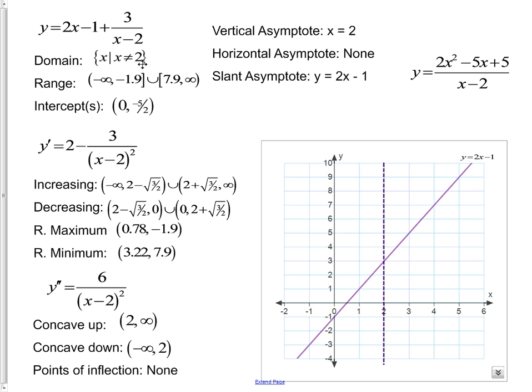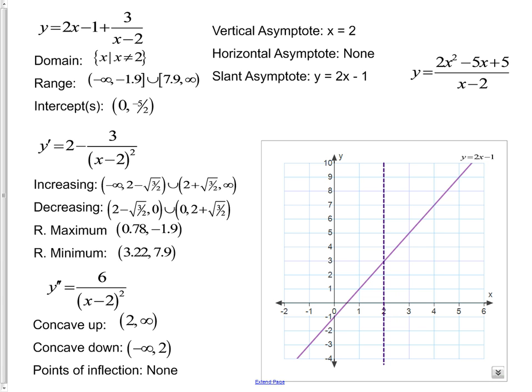Our domain is all real numbers except for 2. Our range, well, we found those relative minimums and maximums, and when you look at the graph, you'll see why I wrote it this way. We have one y-intercept that's at 0, negative 5 halves. And you can put 0 in here, and you'll see that that's the case. The function's increasing. Let's see. So our function is going to be increasing, we said, to about 7.8. Let's illustrate that on our graph right here.